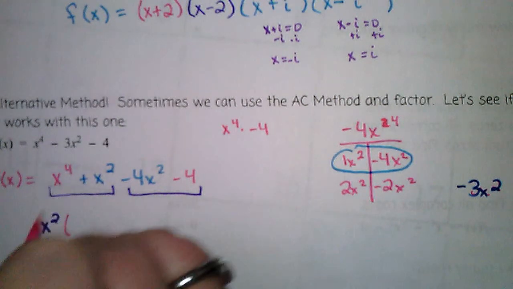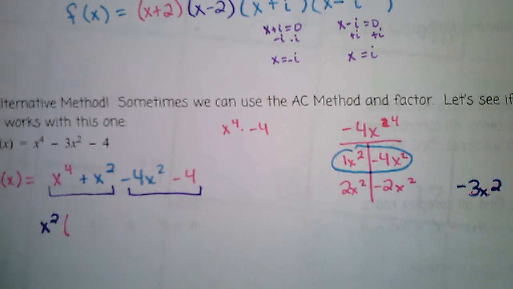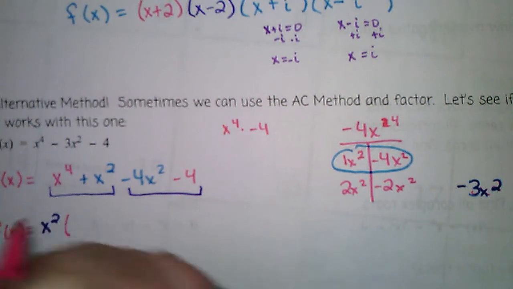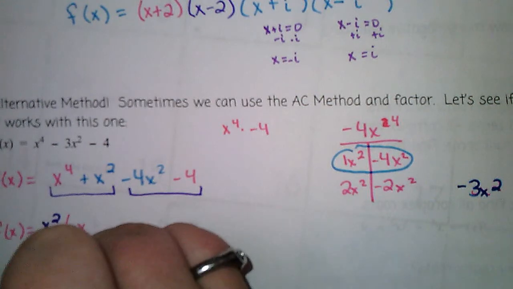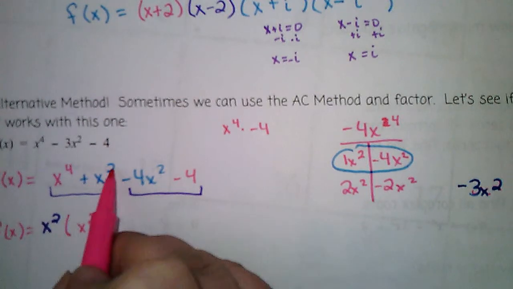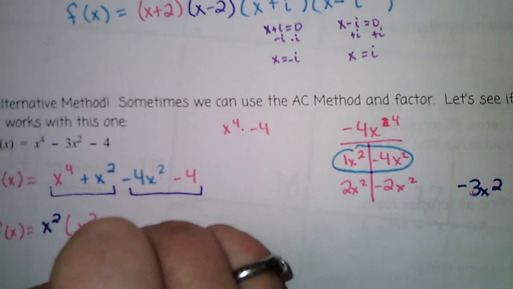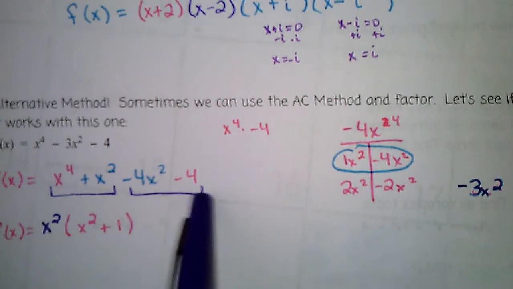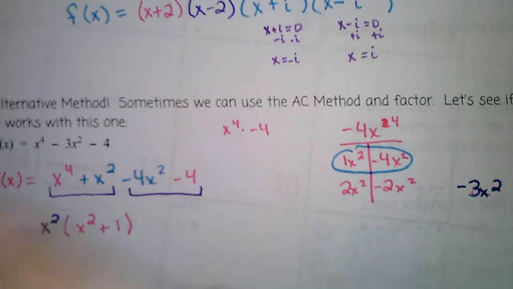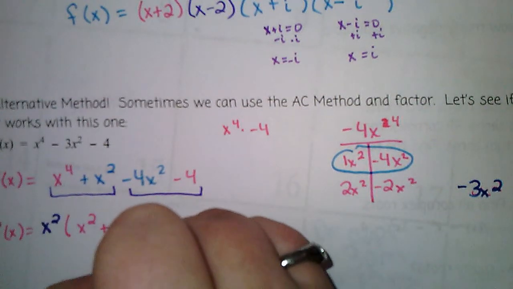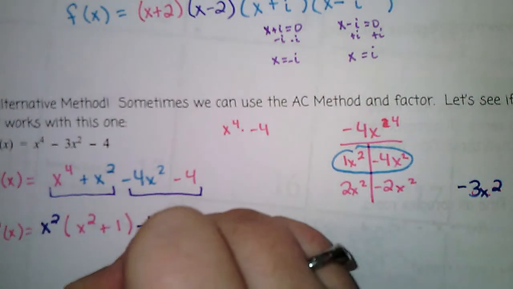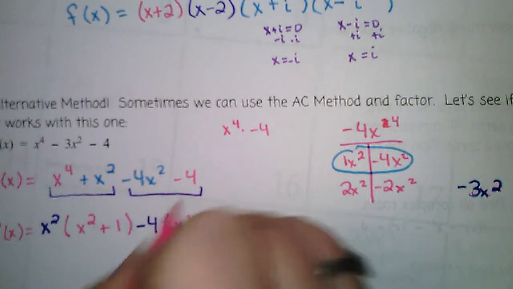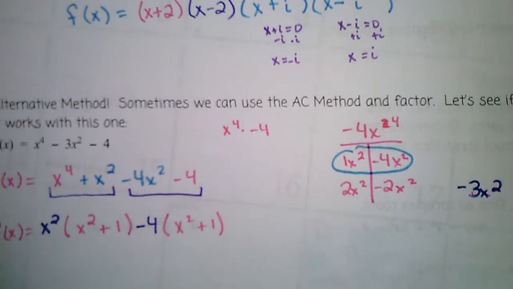X to the fourth divided by x squared. Well, when we are dividing and we have exponents, we subtract them. So 4 minus 2 is 2. x squared divided by x squared? Well, anything divided by itself is 1. Next over here, if I look at negative 4x squared and negative 4, what do those have in common? Well, I can divide them both by negative 4. Negative 4x squared divided by negative 4 is x squared. Negative 4 divided by negative 4 is 1.